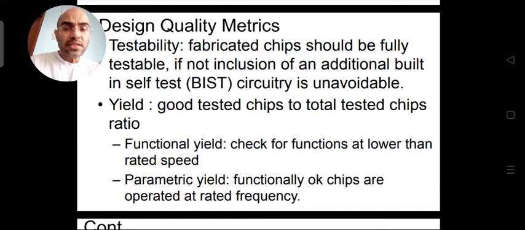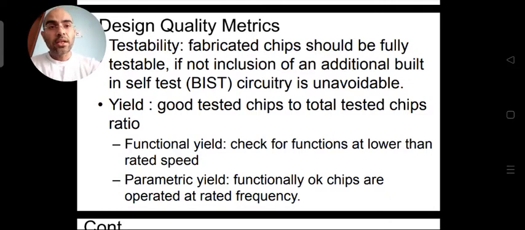Whereas the parametric yield is defined like this: out of all the ICs which are giving you proper functionality, how many are fulfilling the desired parameters also. If, let's say, out of these 900 ICs, 800 are meeting your requirements, whereas the 100 ICs give proper functionality but the performance is not that good, then the parametric yield is not there. So the parametric yield and the functional yield are defined in different ways.